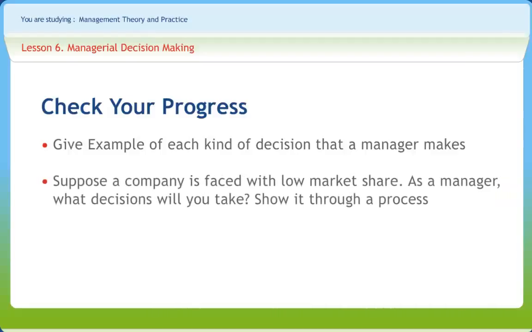As a manager, what decisions will we take? Can we show it through a process? Well, as a process, the first thing would be to see the problem, which would be that the market share has decreased. In such a situation, the only formidable solution seems to be to reposition the brand or go for extensive sales promotion. Repositioning the brand is both risky and time and cost ineffective.